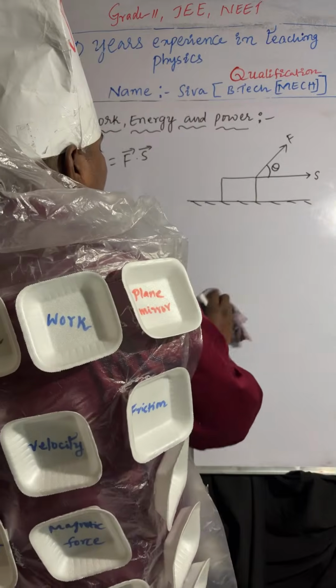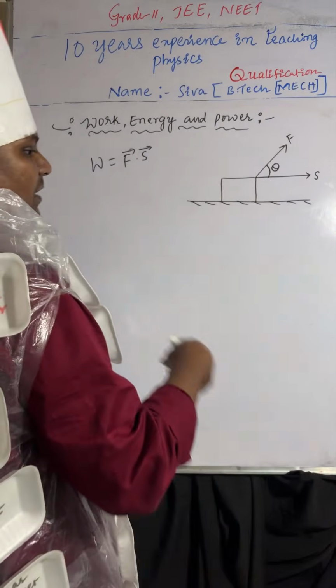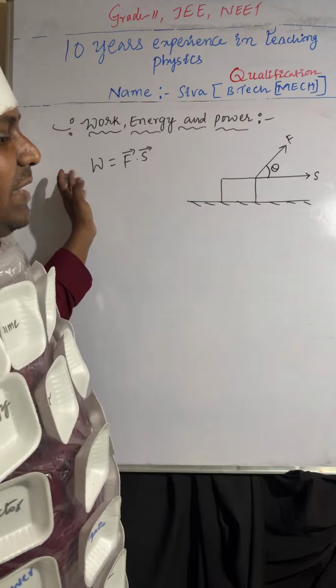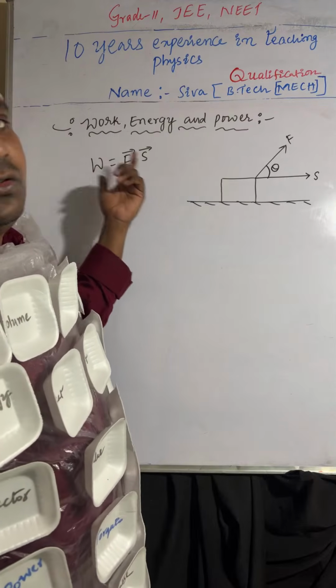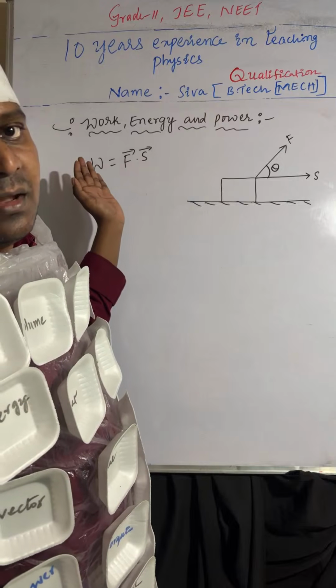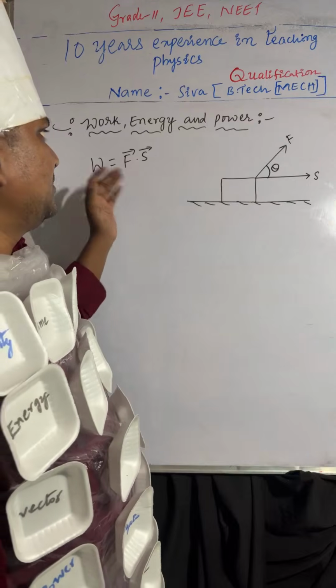I hope it is very clear. Now, when we apply force on the object with an inclination, the angle between force and displacement is theta. The dot product of two vectors is a scalar quantity, so it is a scalar product. Understood or not?